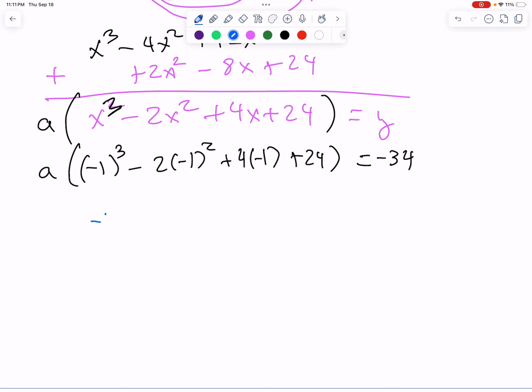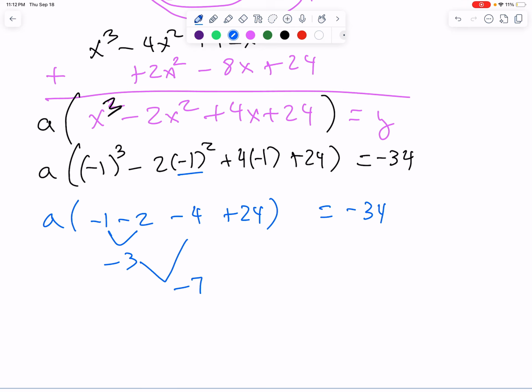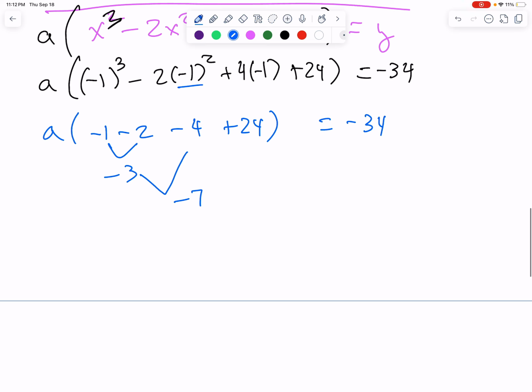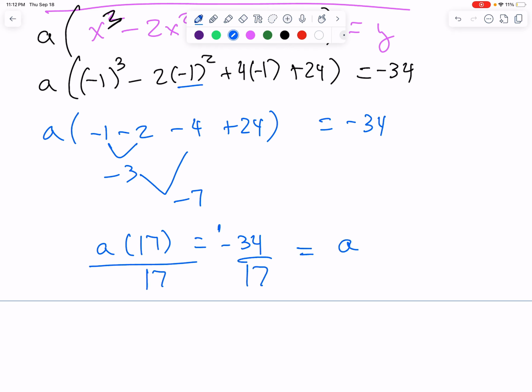So -1 cubed is still -1. -1 squared is 1. 1 times 2 is 2, but it's negative, so -2. -4 times 1 is -4, plus 24. A times that equals -34. -1 minus 2 is -3. -3 minus 4 is -7. So 24 minus 7 is 17. So it's 17a equals -34. Then we divide through by 17, and a is equal to -2.